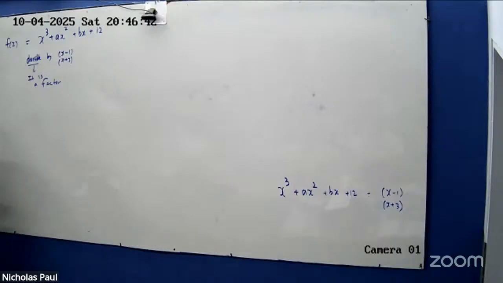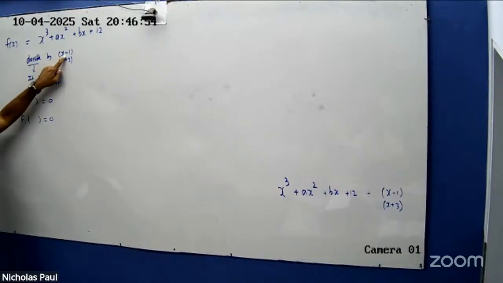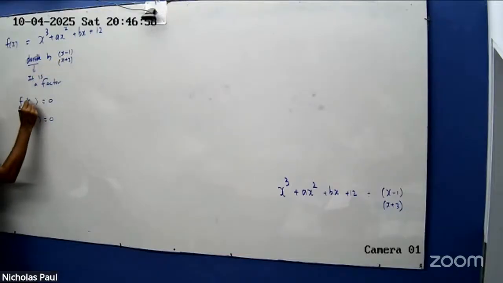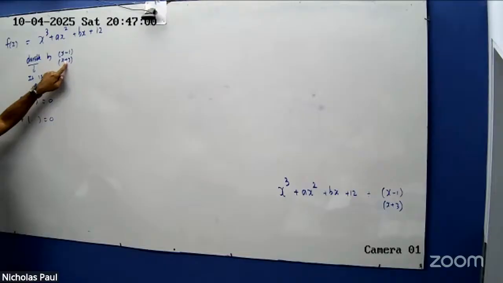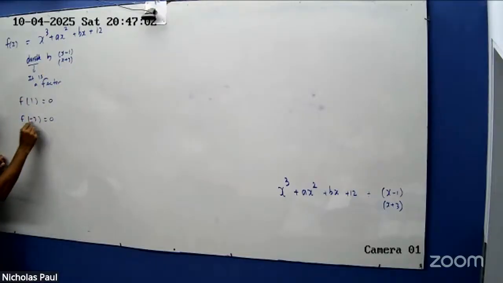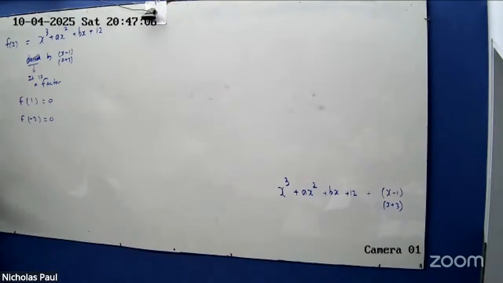0. So our next step should be f of something is 0. F of what? Using the first one, f of what? 1. What value, when I put it in here, will give you 0? The value is 1. What about the next one? Minus 3. So the first stage of your process in any question: underline what's important, create equations.